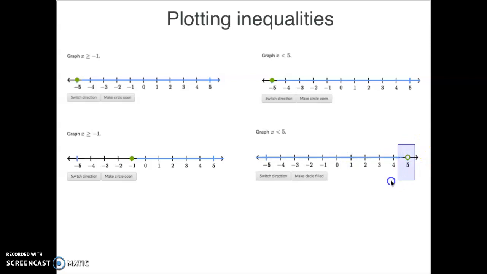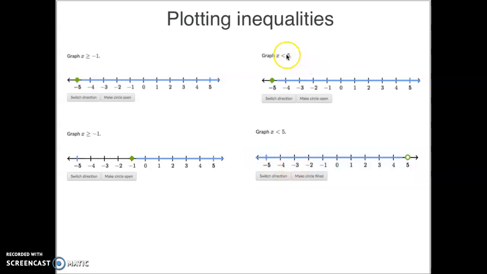Oh my gosh, the line is going to the left. Gee, why is that? Because we want x to be less than 5. Think of numbers that are less than 5. What numbers are less than 5? Oh, 4, 3, 2, 1, and so on and so forth. So less than goes to the left, greater than goes to the right.